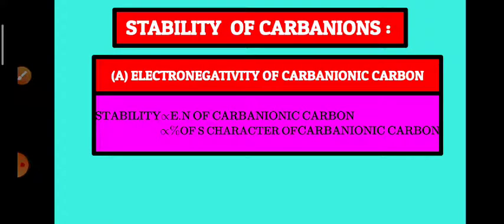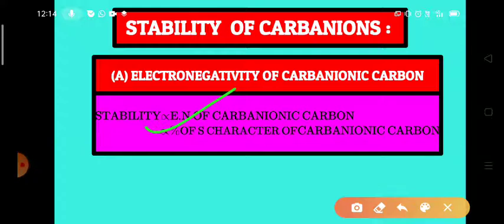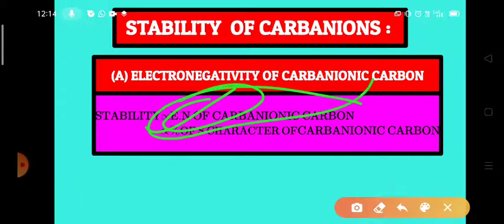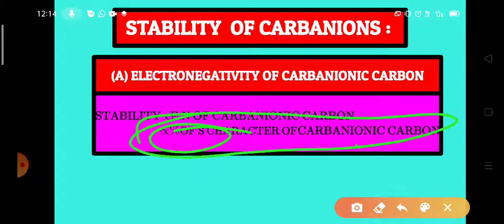Here we have to remember that the stability of carbanions is directly proportional to the electronegativity of the carbanionic carbon. And the electronegativity of the carbanionic carbon increases with the increase in the percentage of S character of the carbanionic carbon.